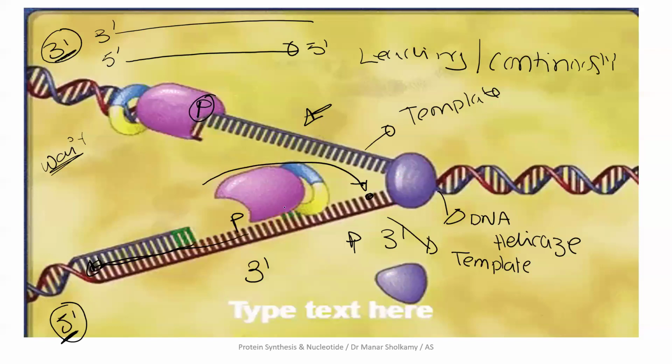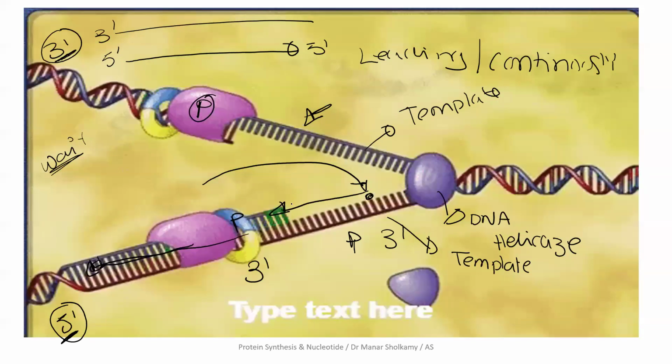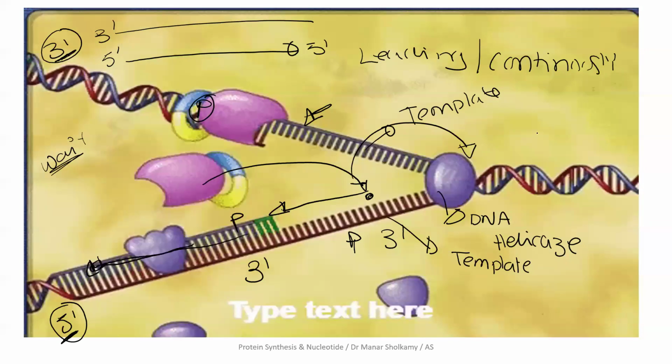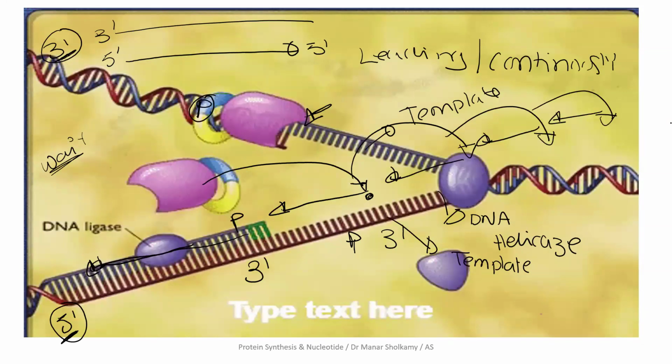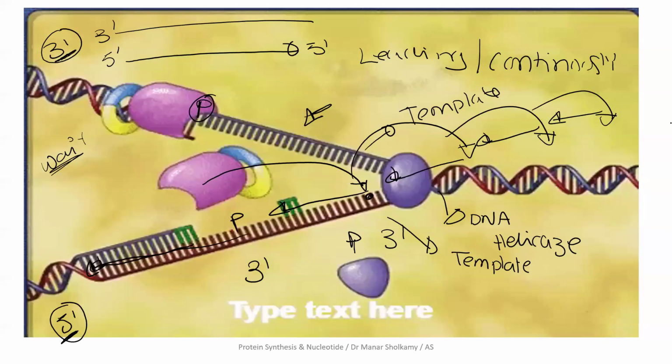And then by the time it is building this section, the DNA helicase would have done some more unzipping. It will go backwards and move forwards. It will go backwards and move forwards. So that strand is going to be produced in sections. And that strand is not going to be produced continuously.